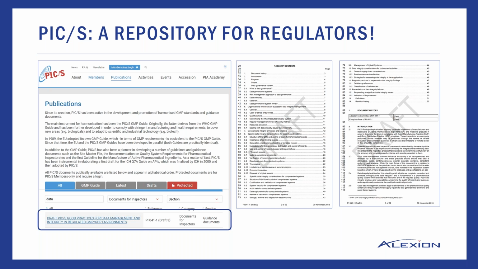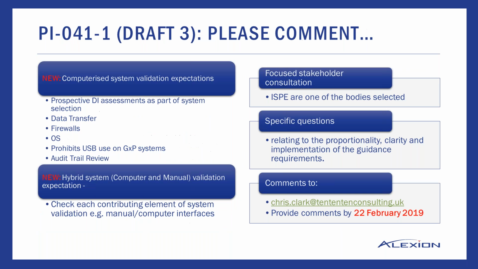What I've pulled out here is the latest version of the draft PICS Good Practices for Data Management and Integrity in Regulated GMP/GDP Environments document, and I've listed the table of contents there. It's a 52-page document. It is a draft at the moment, but it certainly is worth a read. It gives the regulators some trigger questions to ask when they're trying to identify certain areas. Draft 3, which is out, is currently available for comment.